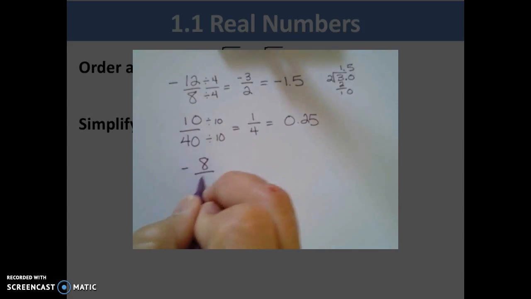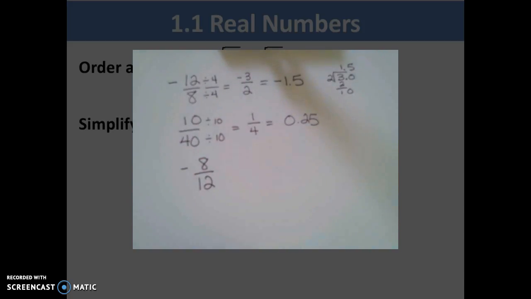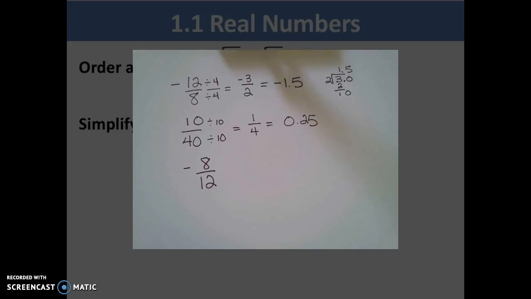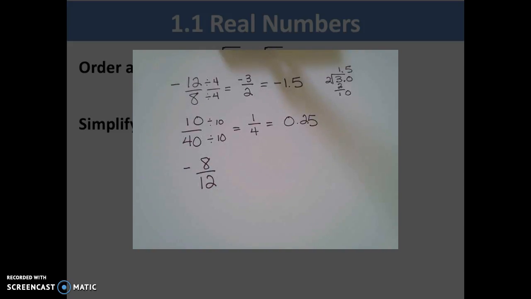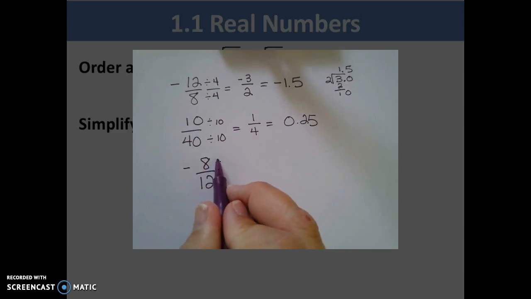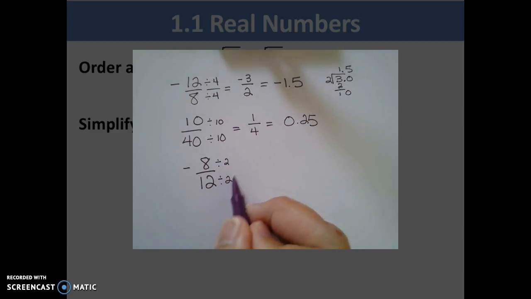Next, I have negative 8/12, which is just the reciprocal of our first number. And this is easy enough to simplify. Again, we know we divide top and bottom by 4. But if you didn't know they were both divisible by 4, we know they're both even numbers. And whenever we have even numbers, we can divide by 2.